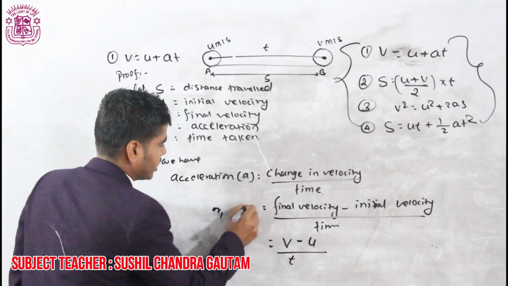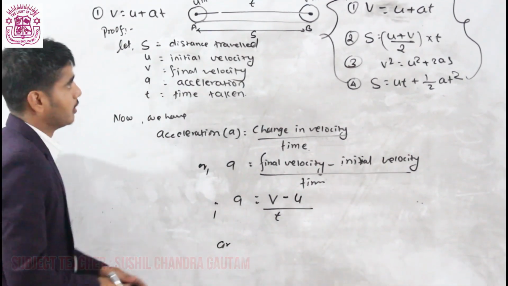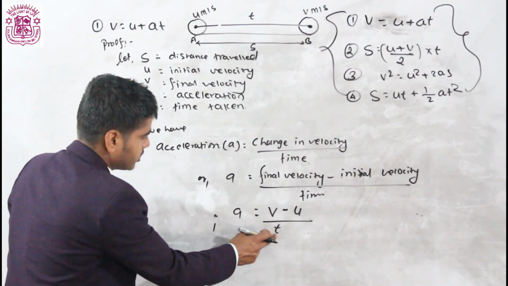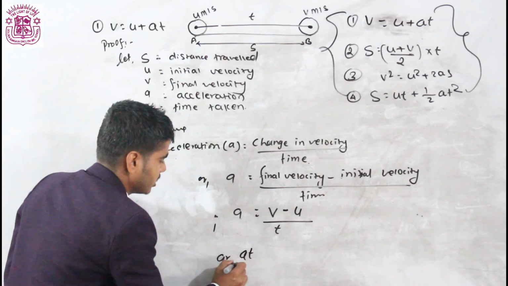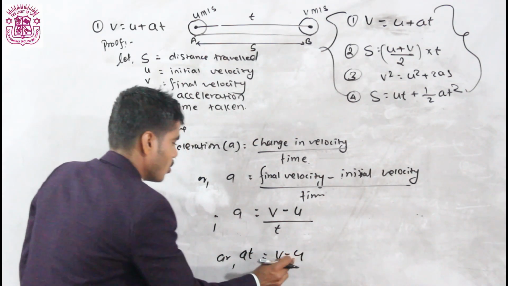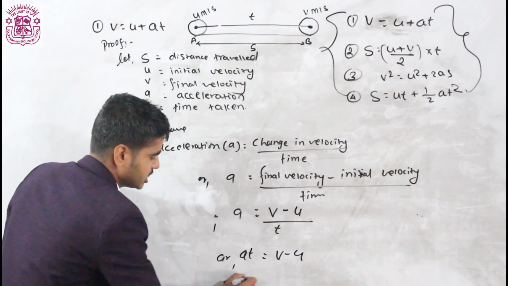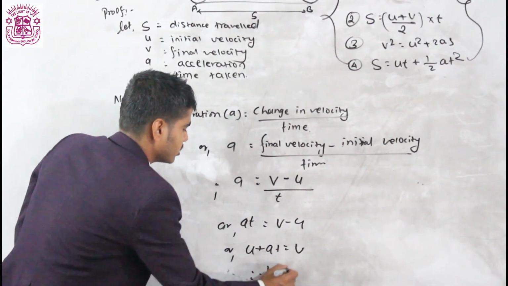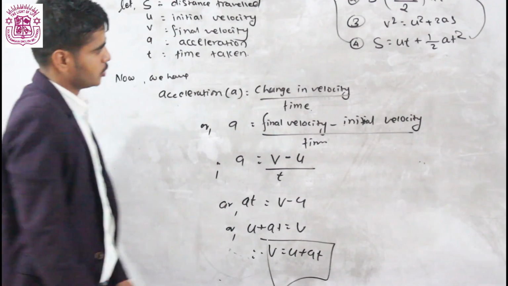Then what do we get here? What we are going to prove has a and t in the same place. Here t is in division, so when it goes before the equal sign, it becomes multiplication. at is equal to v minus u. When that negative sign goes before the equal sign, it becomes positive. u plus at is equal to v. Therefore, v is equal to u plus at, which proves the statement.